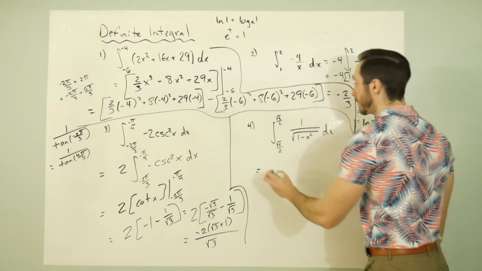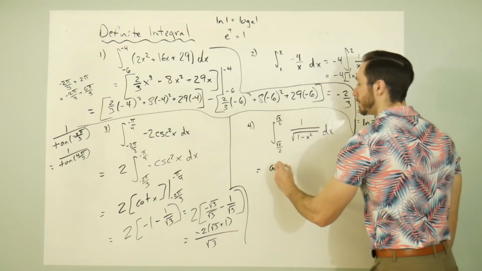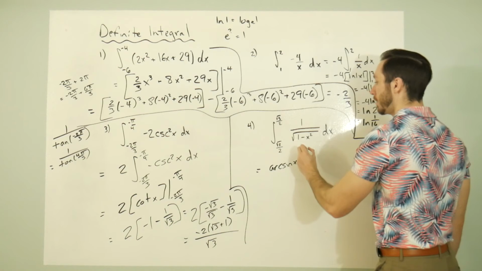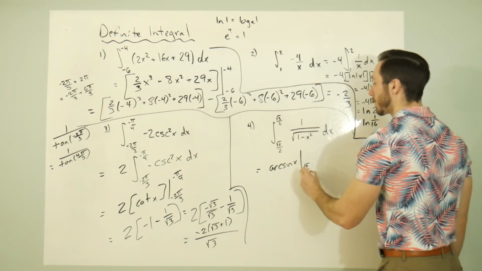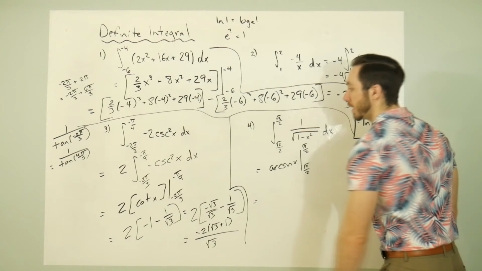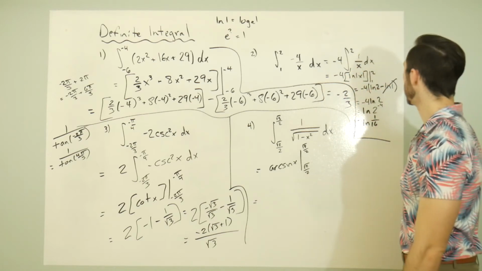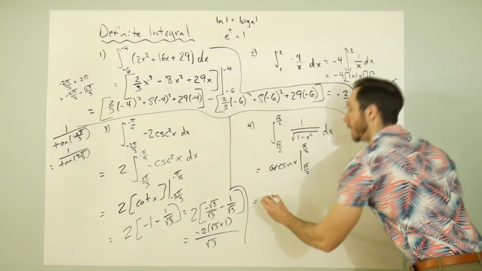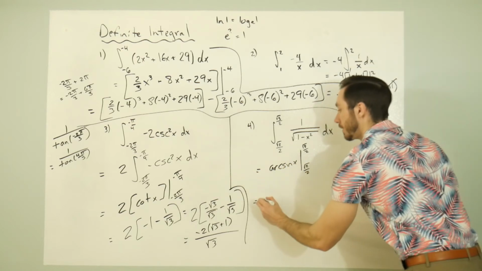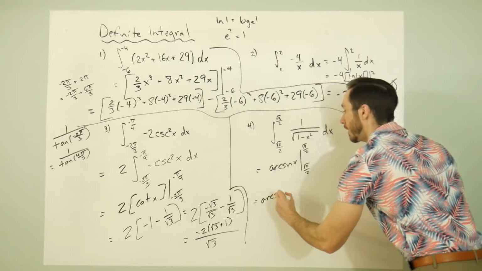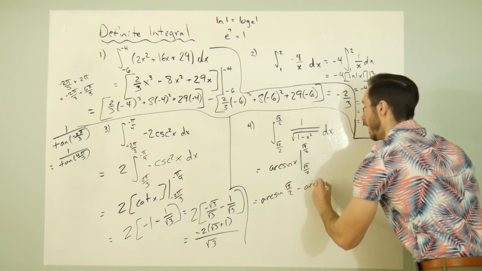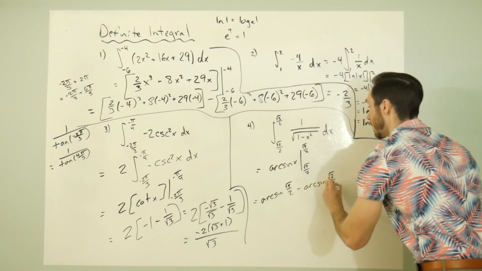All right, so this is equal to arc sine of x from root 2 over 2 to root 3 over 2. So I guess we can plug those in. Yeah, we can do that. I kind of skipped that middle step here in that process, but here I'll show it. It's going to be arc sine of root 3 over 2 minus arc sine of root 2 over 2.